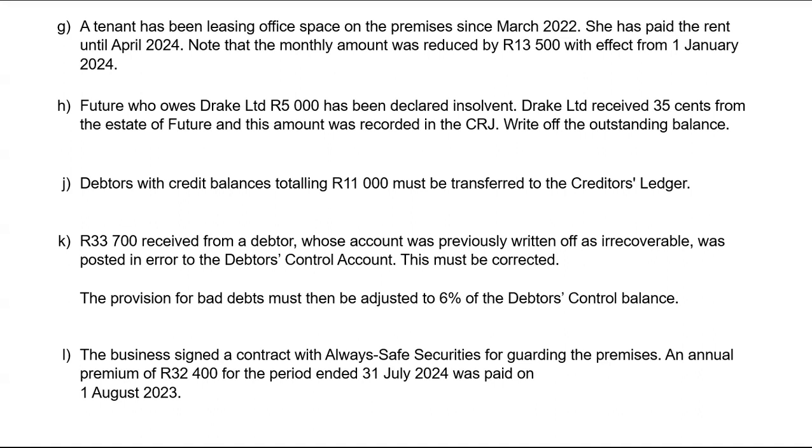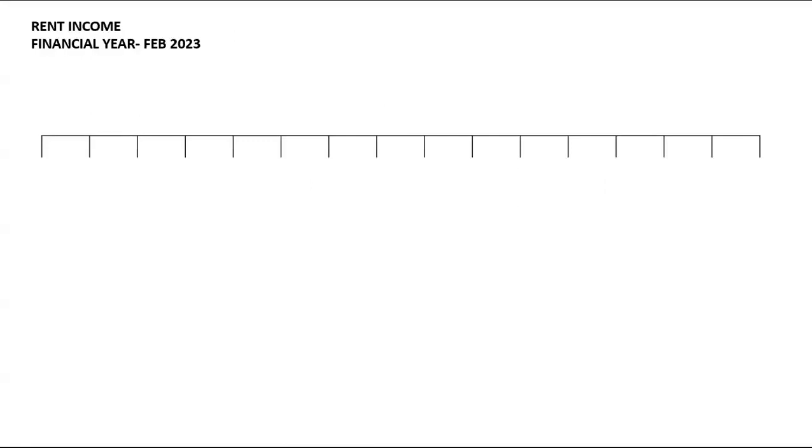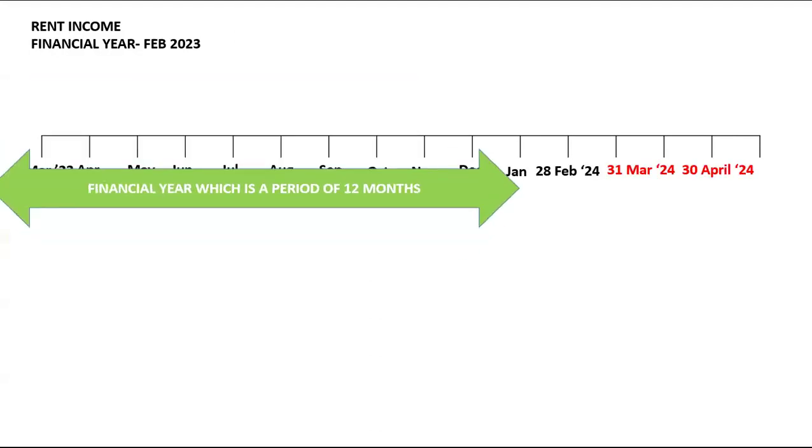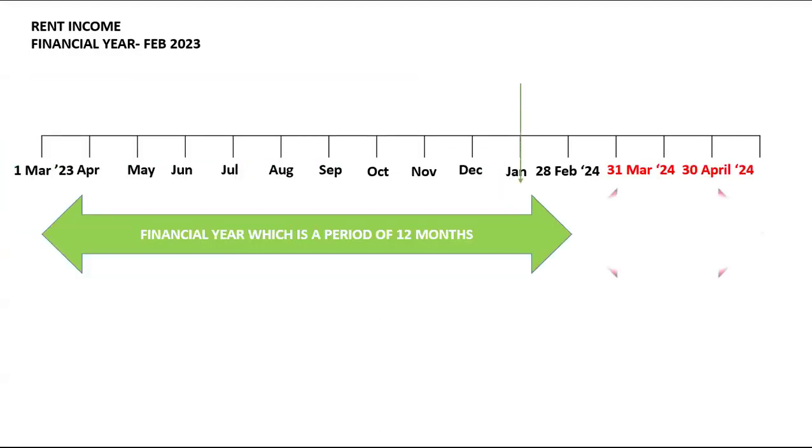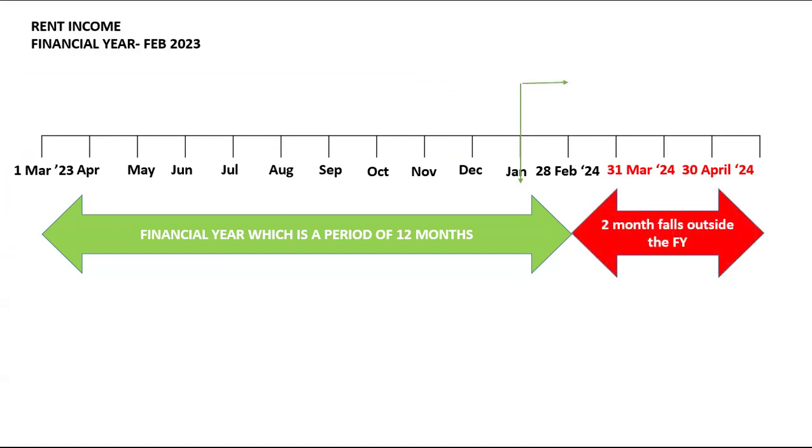Please note that when there's an increase or decrease in rate, it's very important for you to draw your number line, which is basically your financial year. It starts on the 1st of March 2023. This person has been renting for 2 years now because they started renting at the beginning of last year, which was March 2022. And the change happened in January where rent decreased, and 2 months will fall outside the financial year. We only care about what falls within the current financial year.